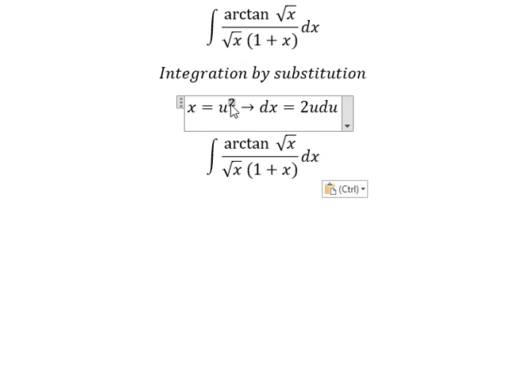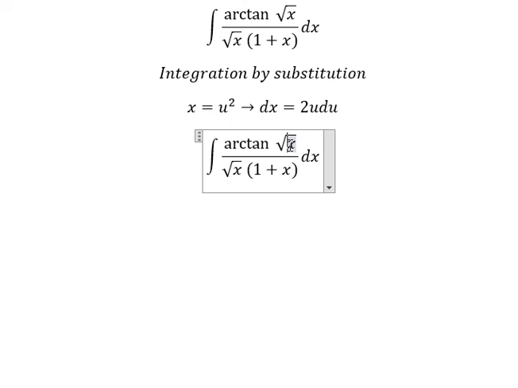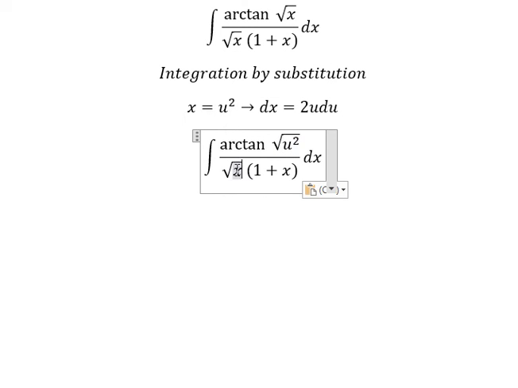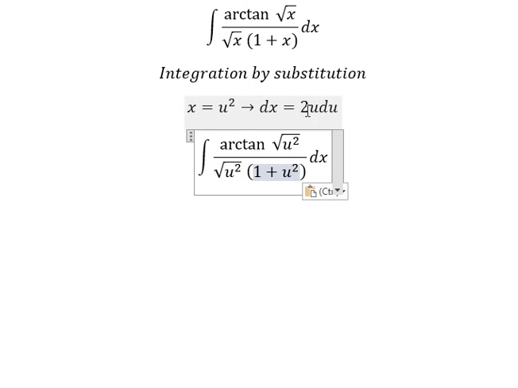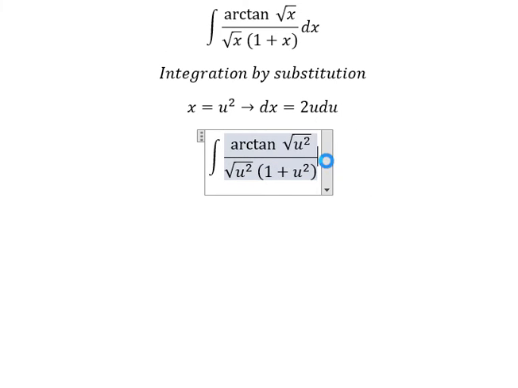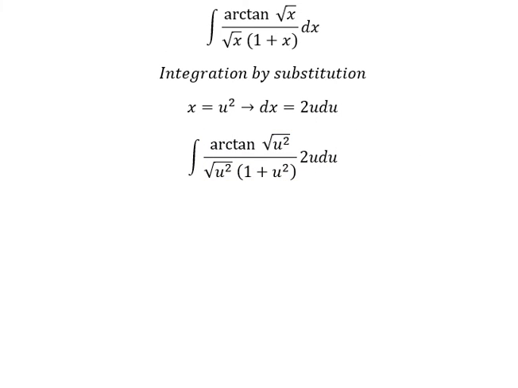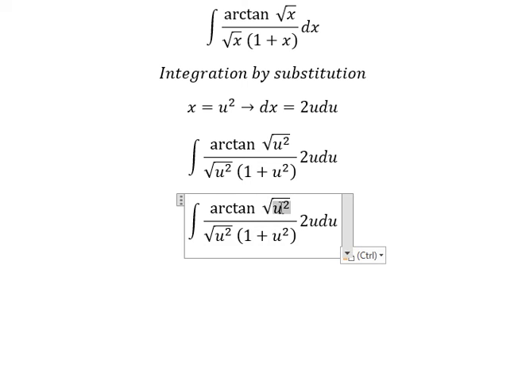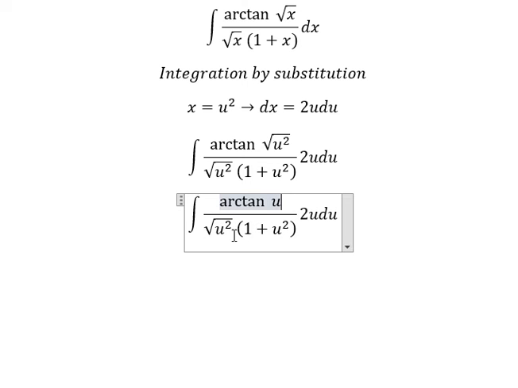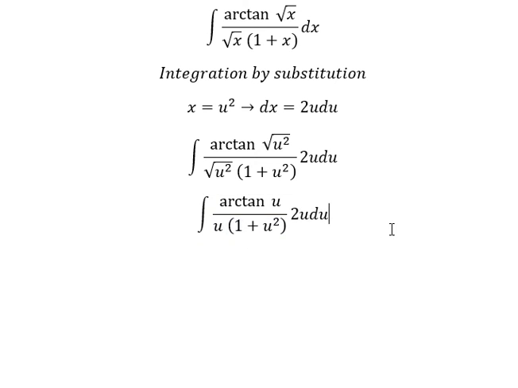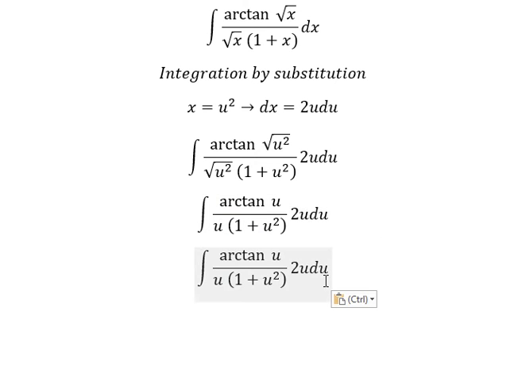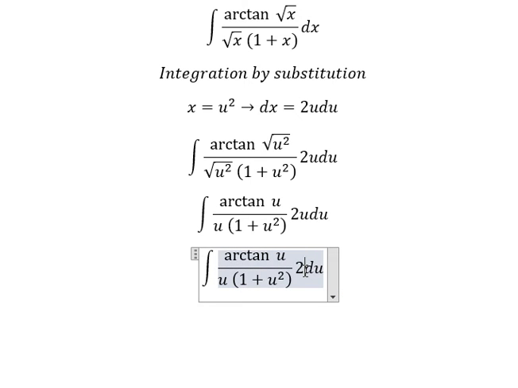So I will put u square here, here, and here. The x we change by this one. The square root of u square, you get u, and u and u we simplify. Number 2, I will put outside.